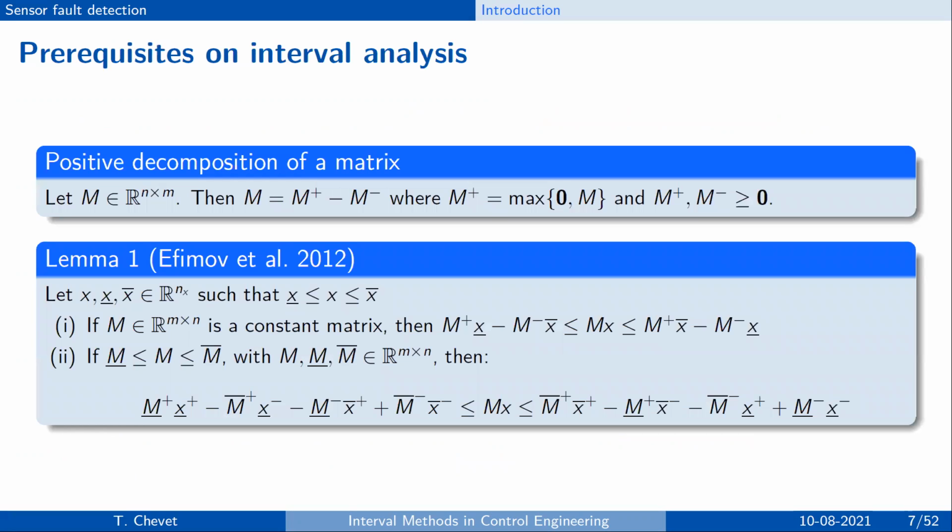I also need here to recall some classical results for interval observer design. First, the positive decomposition of a matrix, that we can decompose any real matrix into the difference of two positive matrices. The first one obtained by replacing all the negative terms by zeros, and the other one obtained by replacing all the positive terms by zeros and taking the opposite, so that we have a positive matrix. And this bounding lemma that allows us to find bounds to the product of a constant matrix and an unknown but bounded vector, and also bounds for the product of an unknown but bounded matrix and an unknown but bounded vector.